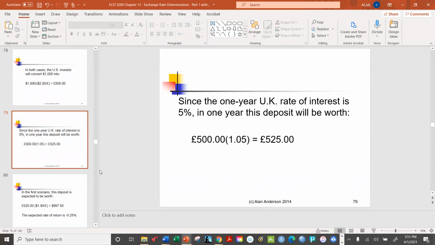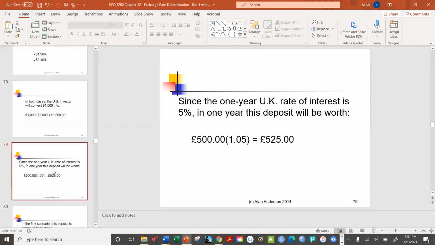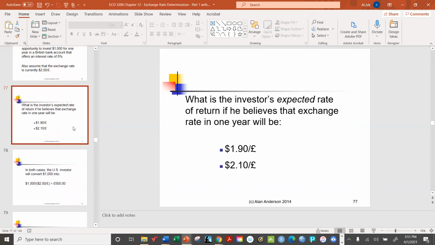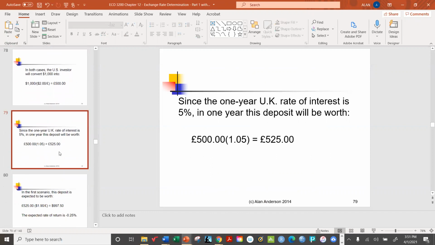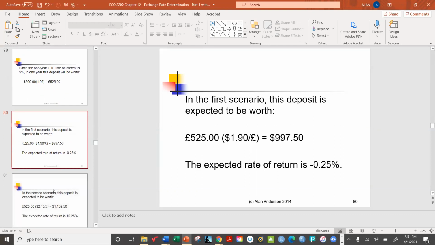That's not the tricky part. If our first scenario is correct, in other words, a stronger dollar, when we bring those pounds back into dollars, we're only going to get $997.50. So we're actually losing money here. Wow, that's pretty scary. The idea is that, yes, we have 525 pounds, but because the dollar is so much stronger, our actual return is a loss of 0.25%.